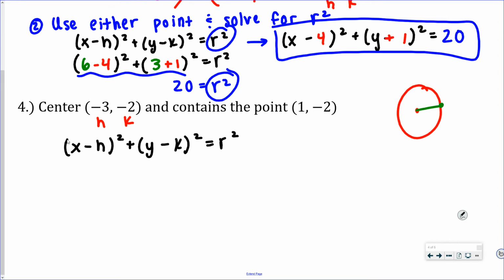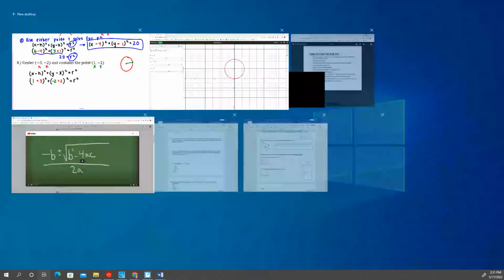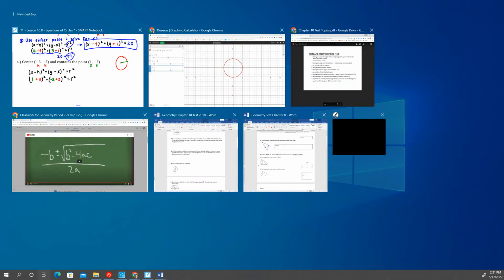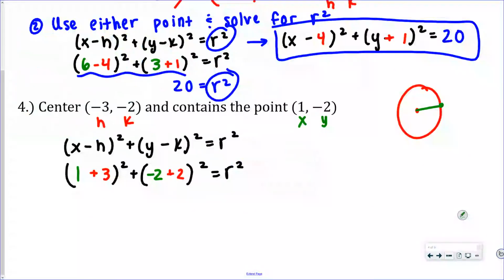Okay. I know h minus -3 is plus 3, and k minus -2 is plus 2. And if I'm given a point on my circle, I could plug that in for x and y. I know when x is 1, it's like an ordered pair, they're like a duo, y is -2. You can plug those in, and then you can figure out r squared.